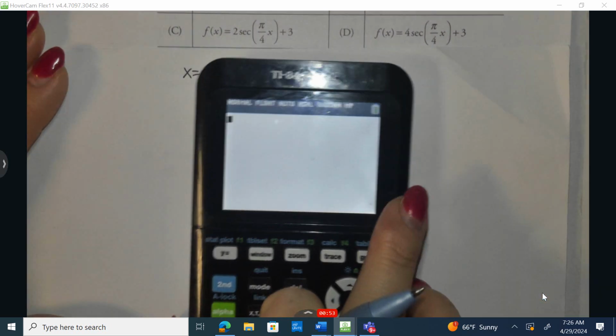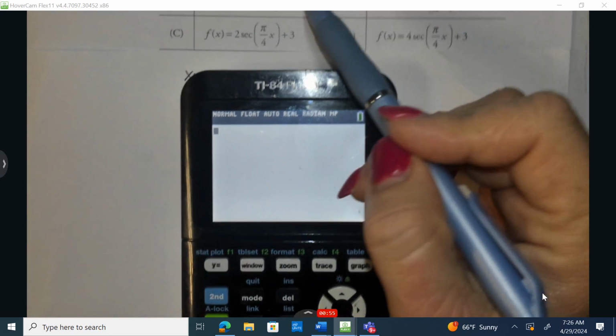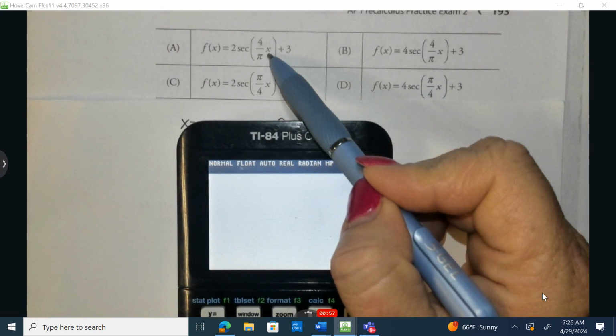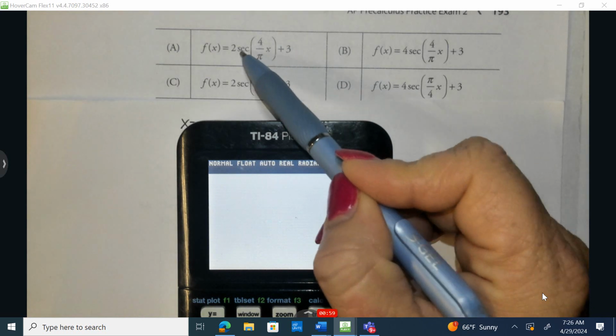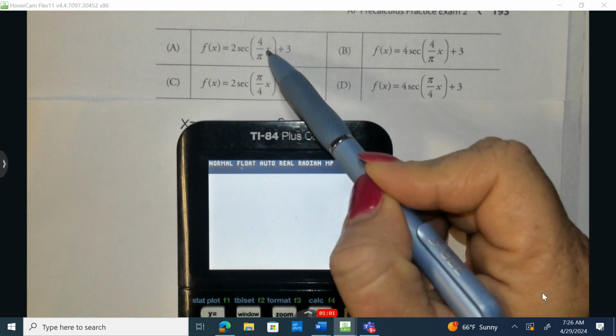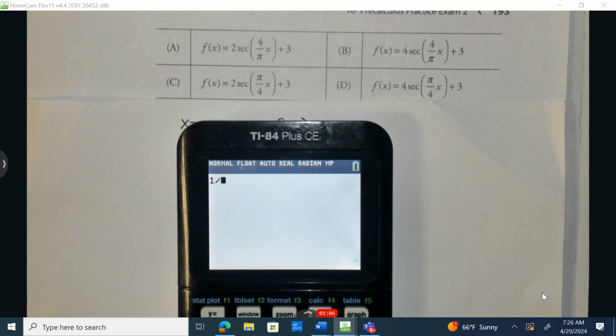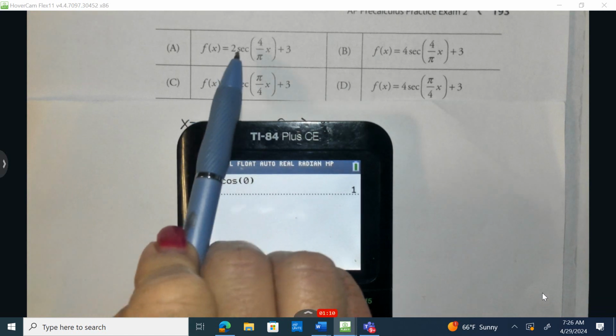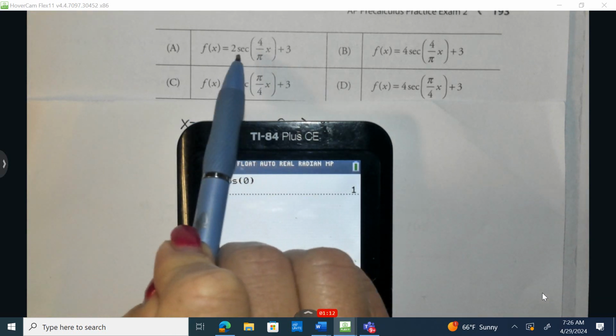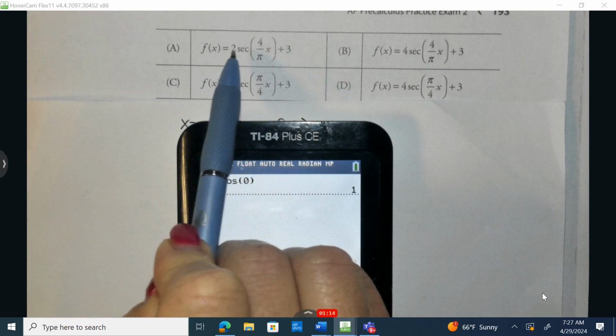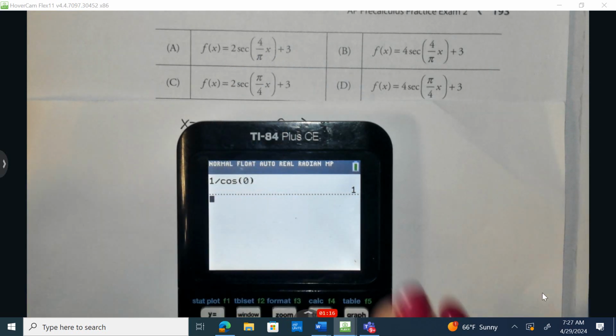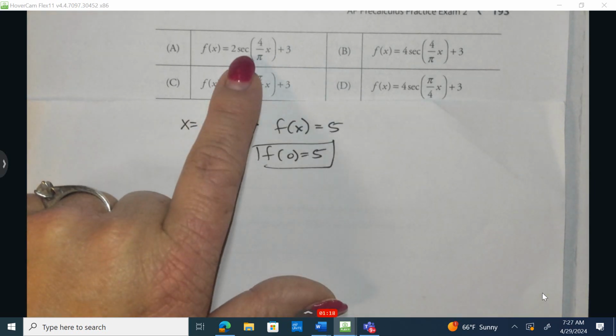So let's check, starting right now with option A. If I input 0 for x, well, 0 times this quantity is 0. So I want to find the secant of 0. Well, I know secant is 1 over the cosine. So 1 divided by the cosine of 0, and I get an answer of 1. That makes this portion right here 1. 2 times 1 is 2, and 2 plus 3 is 5. So I know that provides me a value of 5.